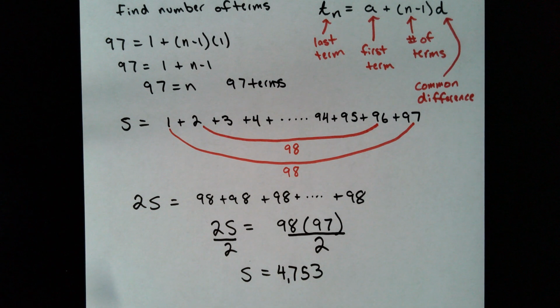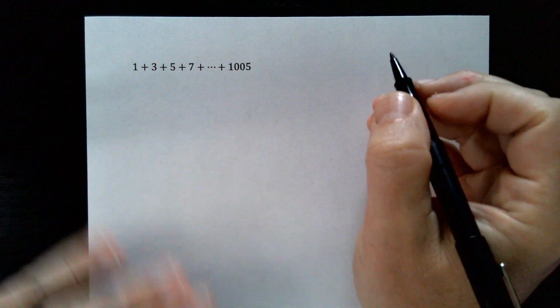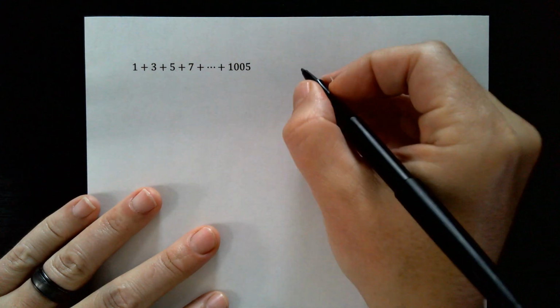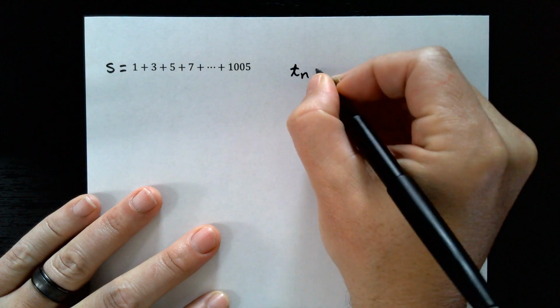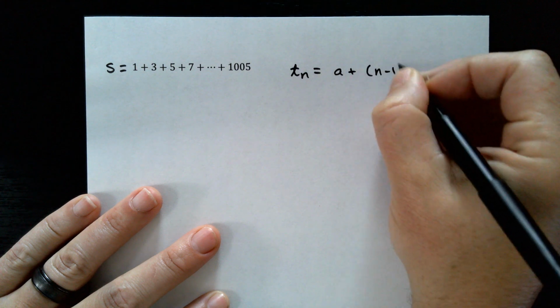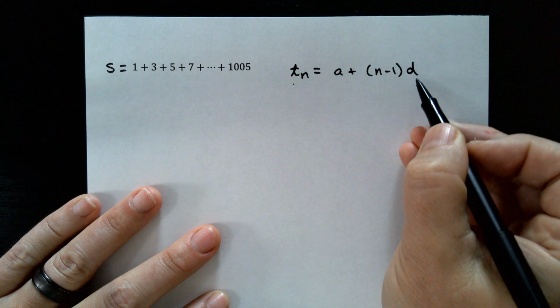Okay, let's look at another example. I'm going to go through this one a little bit quicker. We've got 1 plus 3 plus 5 plus 7 all the way to 1,005. Okay, so first let's use our little formula, or I'll call this S. Let's use our little formula, T of n, which is the last term, equals a plus n minus 1 times d. Okay, last term, first term, number of terms, the common difference.